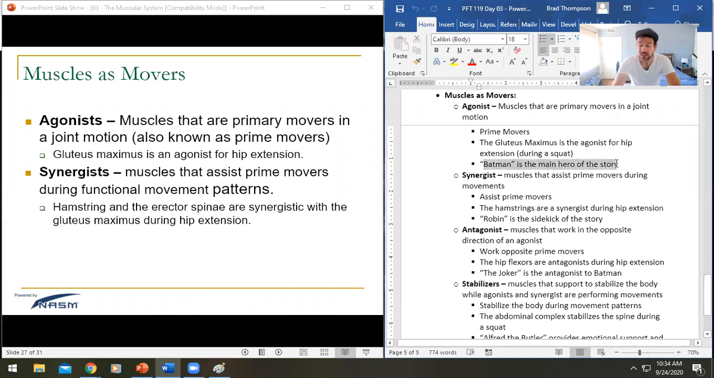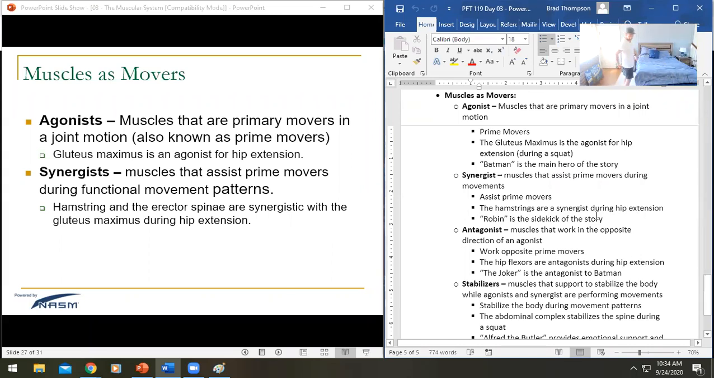Batman is the main hero of the story, right? He's the main character, right? So he is the agonist of the story. It's the main person we're talking about. Now, you always have synergist muscles as well. Synergists are muscles that assist prime movers, right? And so the hamstrings are a synergist during hip extension, right?